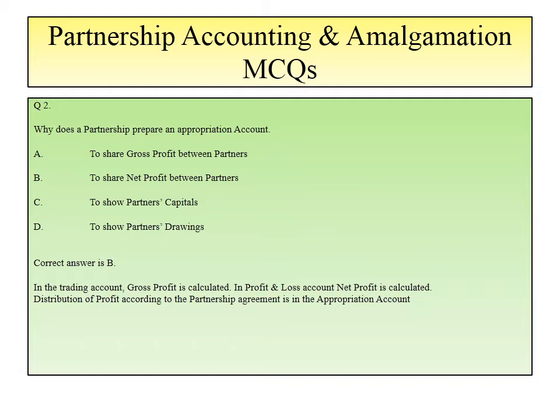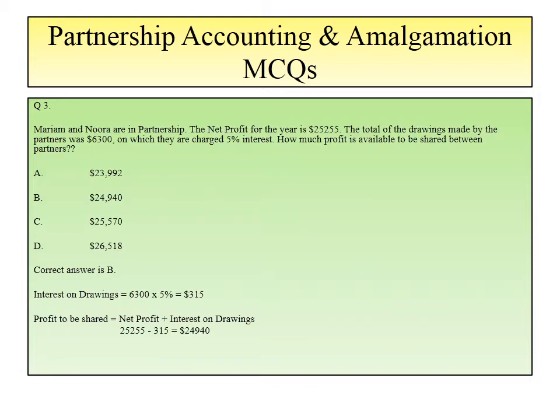Now we go to the next slide. Question number 3. Mariam and Noora are in partnership. The net profit for the year is $25,255. The total of the drawings made by the partners was 6,300. यानी दोनों ने मिल के पैसे निकाले हैं, और उन दोनों की drawings को अगर हम add करें तो that comes to around $6,300 for the whole year, on which they are charged 5% interest. अब इसके ऊपर इनको 5% interest pay करना होगा.